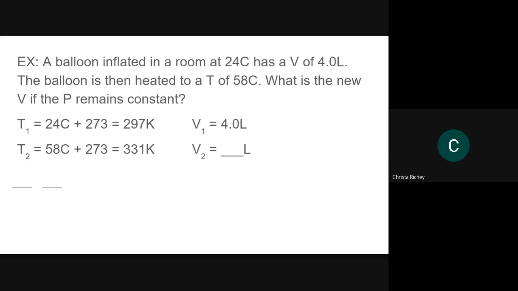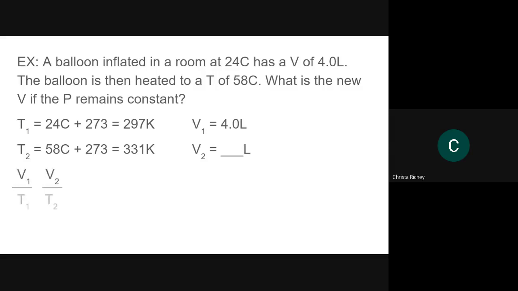With the little laws, not the ideal, if they're both in milliliters or both in liters, it's no big deal. They just have to match. If there are pressures, they have to match. The ideal gas law is the one that has to be in liters, it has to be in atmospheres, and temperatures all have to be in Kelvin.